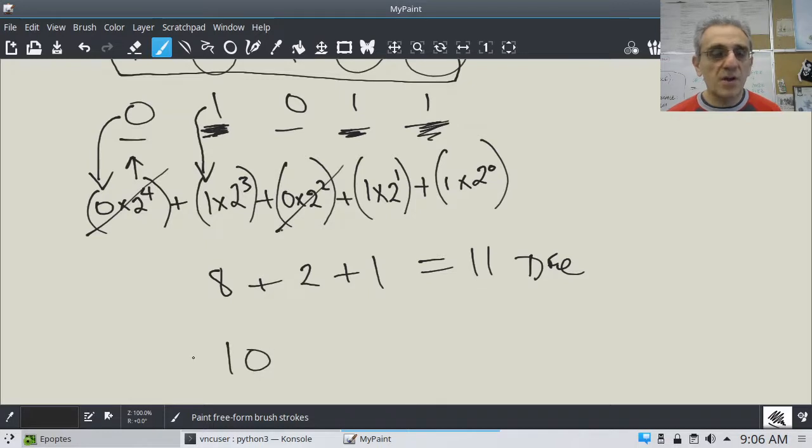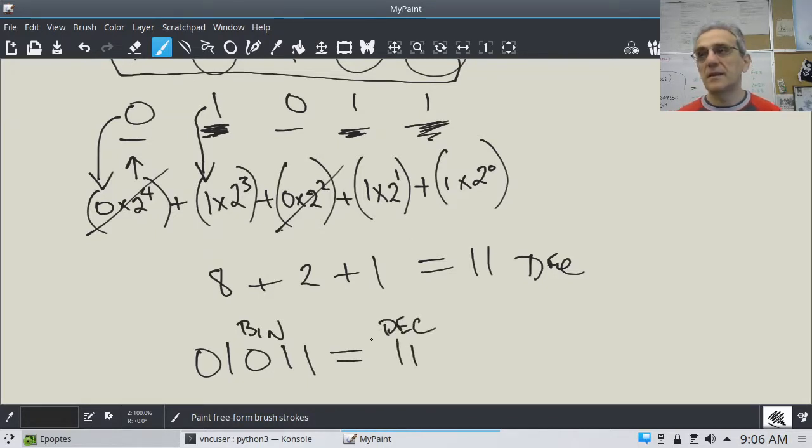1, 0. Now we can put the 0 in front too. That doesn't change anything. But 1, 0, 1, 1 is equal to, so this is binary, it would equal 11 as a decimal. Okay? So let's try a different number.